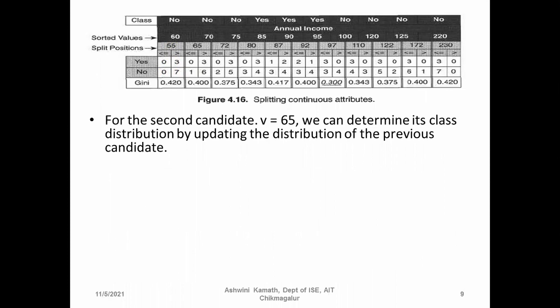We can determine its class distribution by updating the distribution of the previous candidate. For the previous candidate, we had 0 and 0 for yes and no, for less than or equal to. Now for less than or equal to 65K, we have 0 and 1. For yes, it is not updated. It is the same, it is 0. For no, it is incremented by 1. Previously it was 0, now it is incremented to 1.